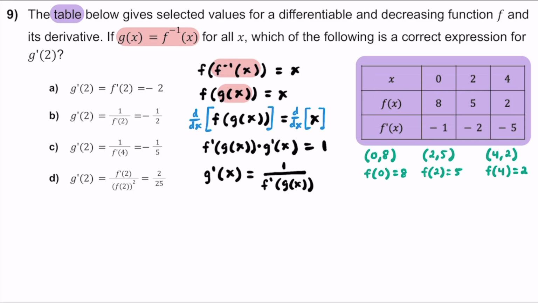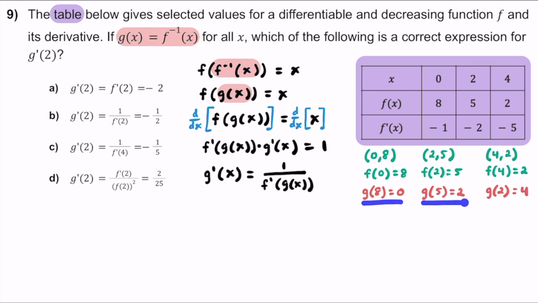Now the reason why this is important is that if we know that g of x is the inverse of f of x, then we can come up with some other points. If we know that f of 0 is equal to 8, that means g of 8 is equal to 0. If we know f of 2 is equal to 5, we know that g of 5 is equal to 2. And finally, if we know that f of 4 is equal to 2, we know that g of 2 is equal to 4.